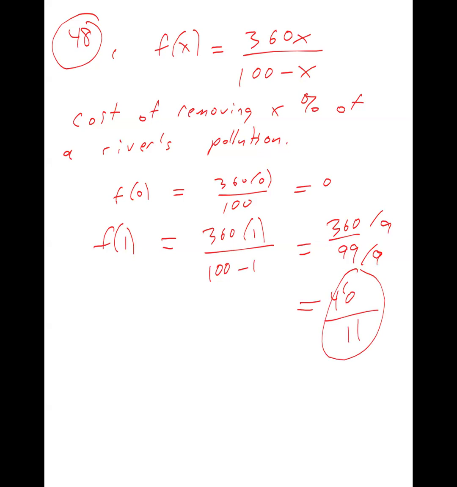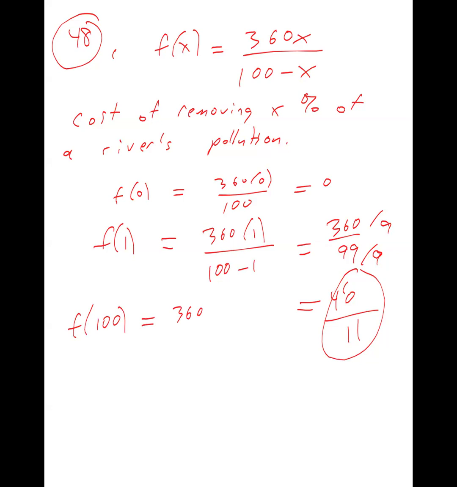So what if you passed a law? Would you like to pass a law that just says all pollution needs to be gotten rid of? Would that work? So how much would it cost to remove 100% of the pollution from the river? In fact, before I do it, let me show you a graph of this. 360x over 100 minus x.